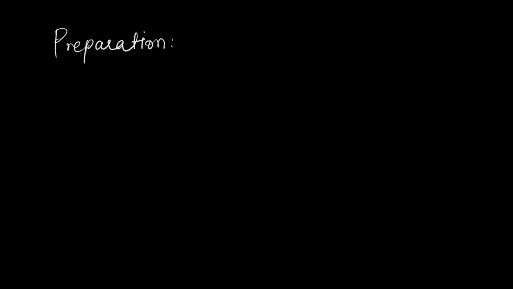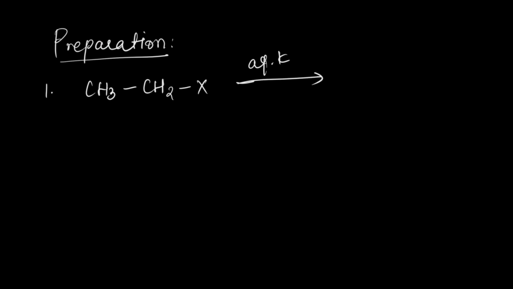As we all know, alcohols can be prepared from substitution. The first preparation method is treating haloalkane with aqueous KOH, so it can undergo substitution to give alcohol. That is substitution. The second method of preparation is reduction from carbonyl compound.